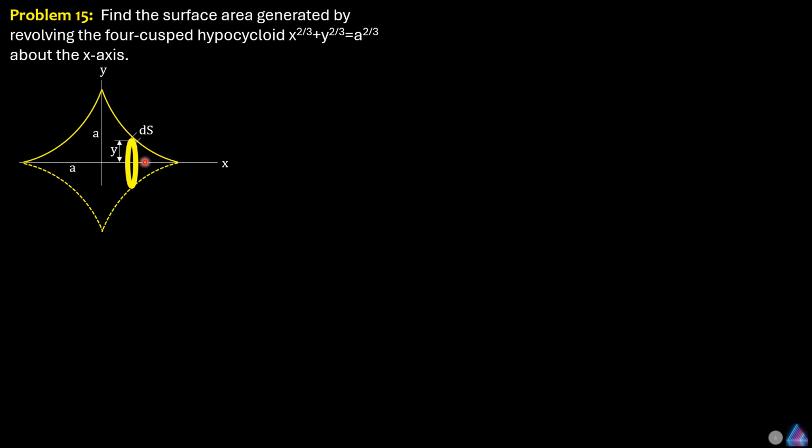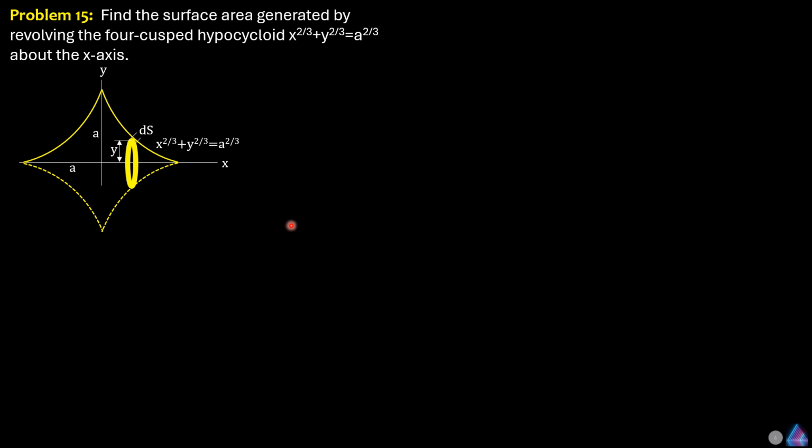Because the distance from the x-axis to the centroid of this differential arc s here is y, the differential surface area is equal to the length ds times the distance traveled by the centroid, which is the circumference of the circle, 2 pi y. So differential area S is 2 pi y ds.